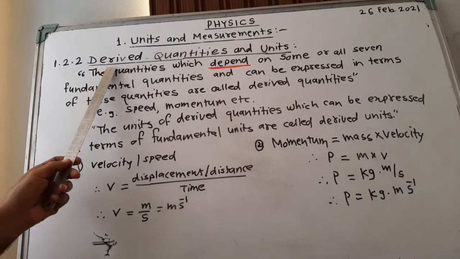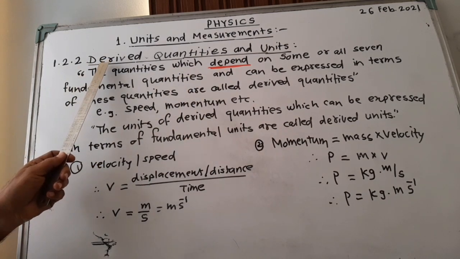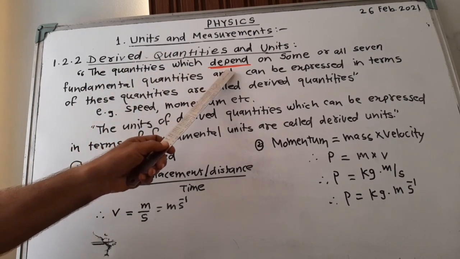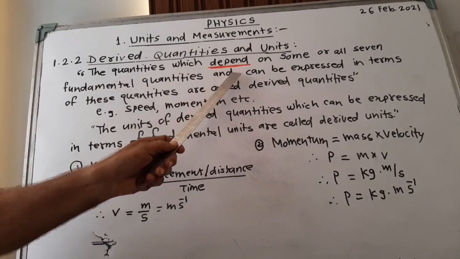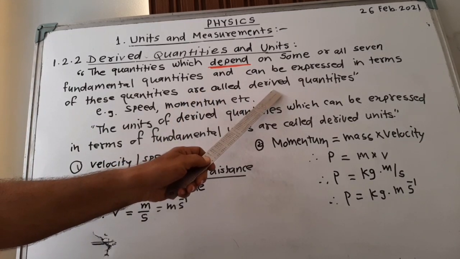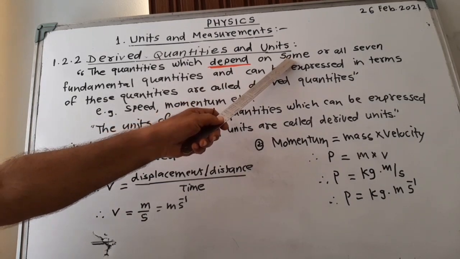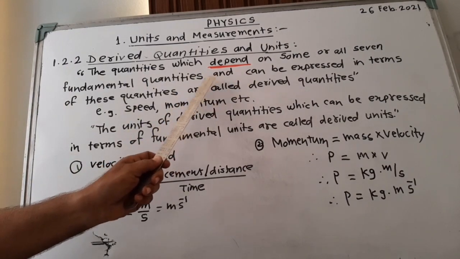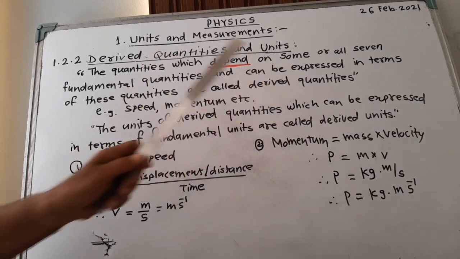Consider the derived quantities and the derived units. For that, first of all, let us define the derived quantities. The quantities which depend on some or all of the 7 fundamental quantities and can be expressed in terms of these quantities are called derived quantities. See, derived quantities depend on some, meaning 1, 2, 3, etc., or all fundamental quantities to express them, and therefore they are called derived quantities.